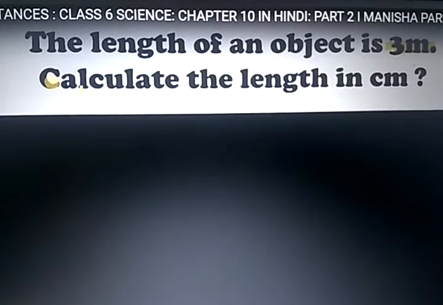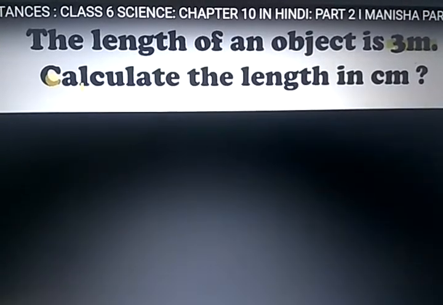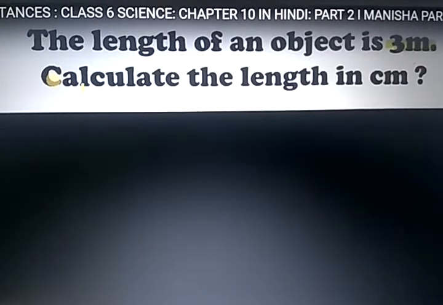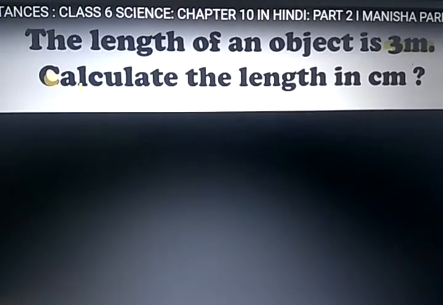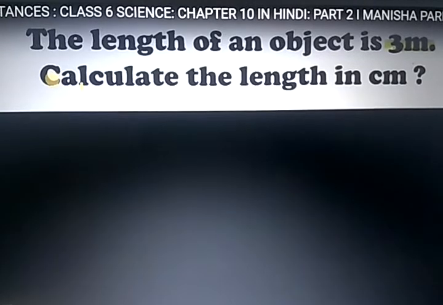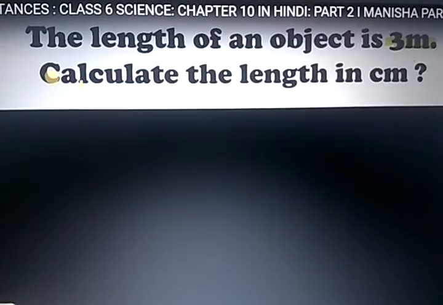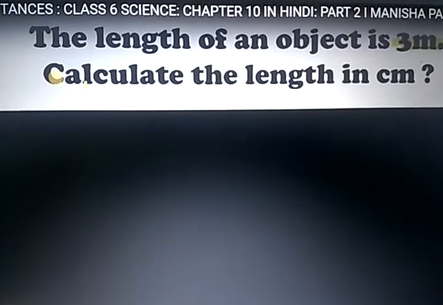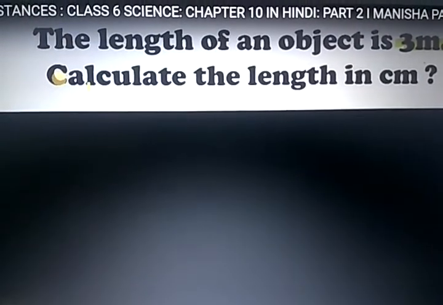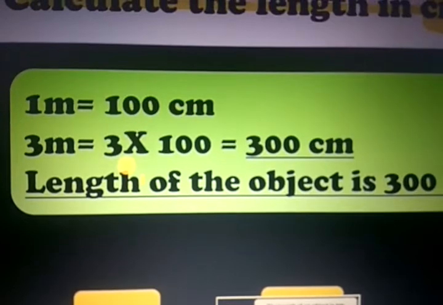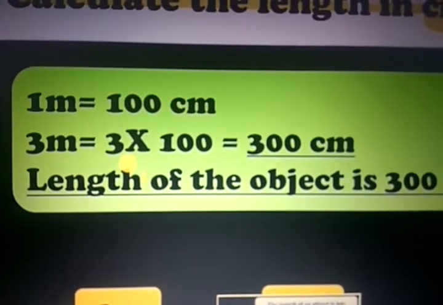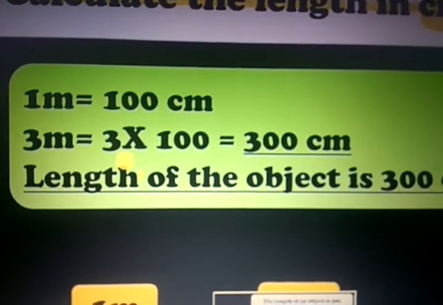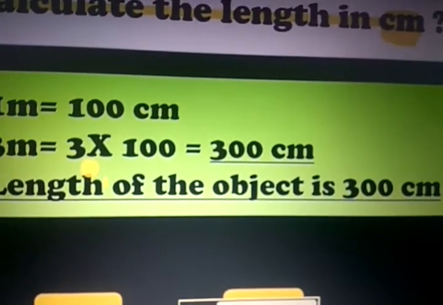Students, the length of an object is 3 meters. Calculate the length in centimeters. How do you calculate this? 1 meter is equal to 100 centimeters. So 3 meters is equal to 3 multiplied by 100, that is equal to 300 centimeters, sorry. So the length of the object is 300 centimeters.